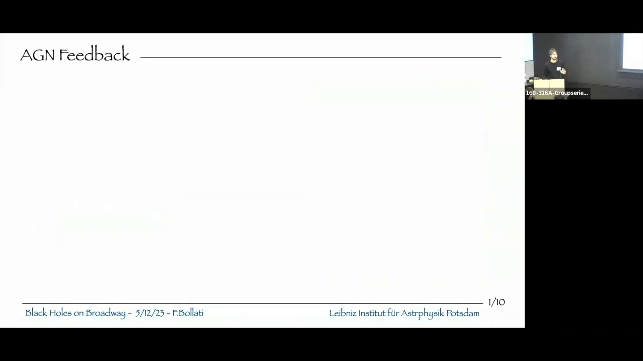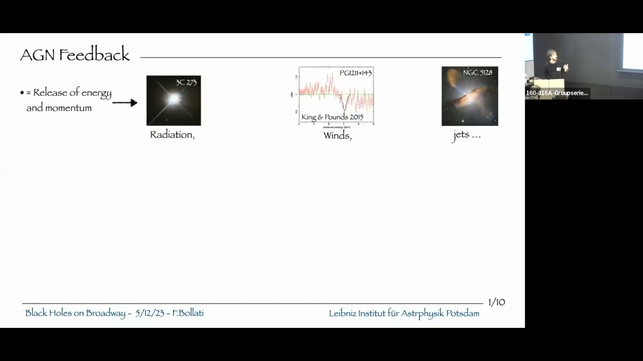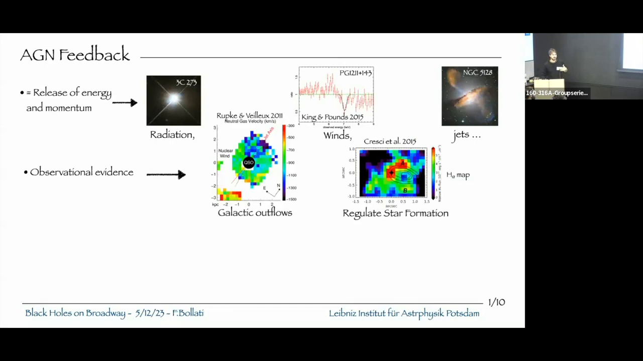Okay, first of all, very few words about AGN feedback. AGN feedback can be seen as the release of energy and momentum from an accreting black hole into the environment. And this can occur in different ways. We can have radiation, winds, and jets. And there is observational evidence that these phenomena can have a significant impact on the host galaxy, for example, by driving multi-phase galactic outflows and regulating the host galaxy star formation.